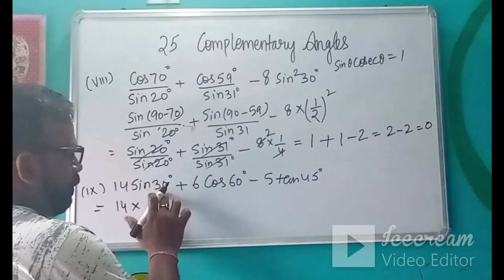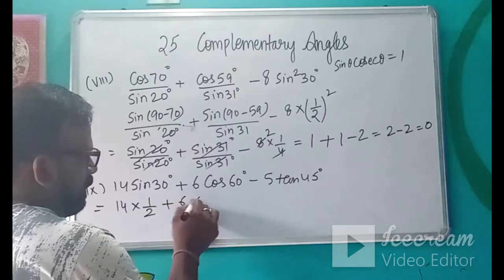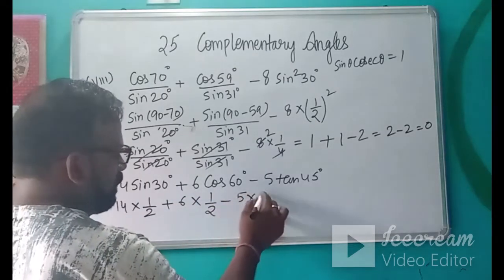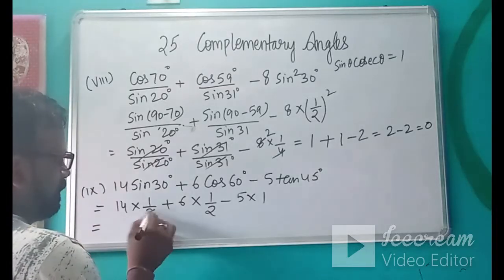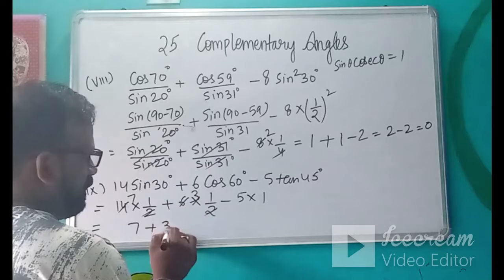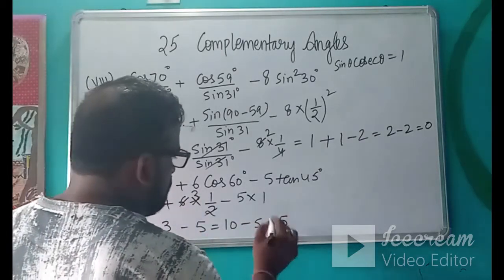You simply just what you will do, it becomes 1 by 2, again it becomes 1 by 2, and what is tan 45? 1. So it is 7 plus 3 minus 5, 10 minus 5 is equals to 5.